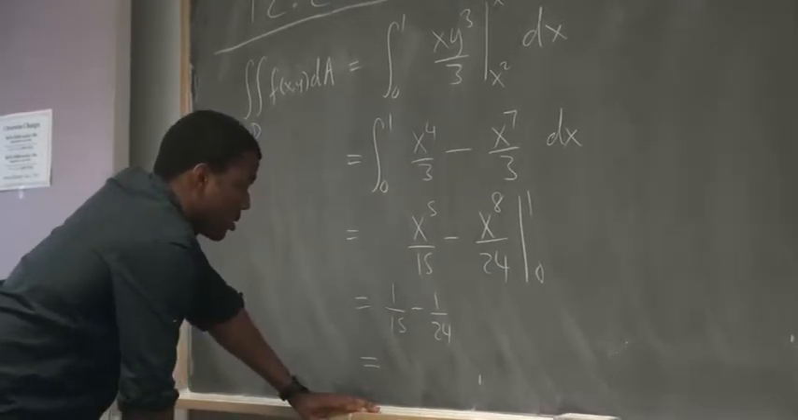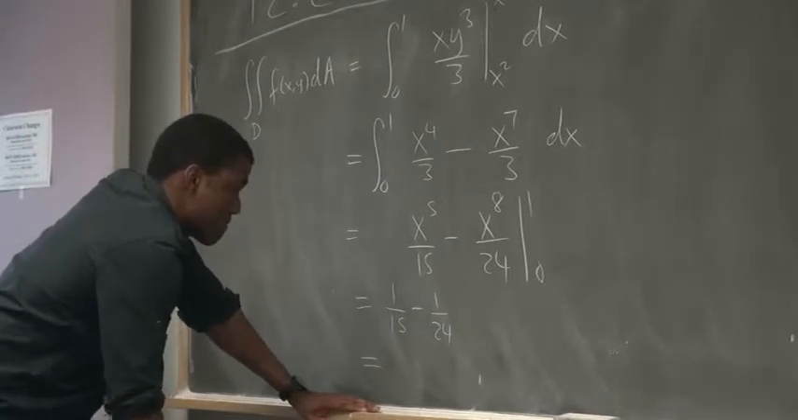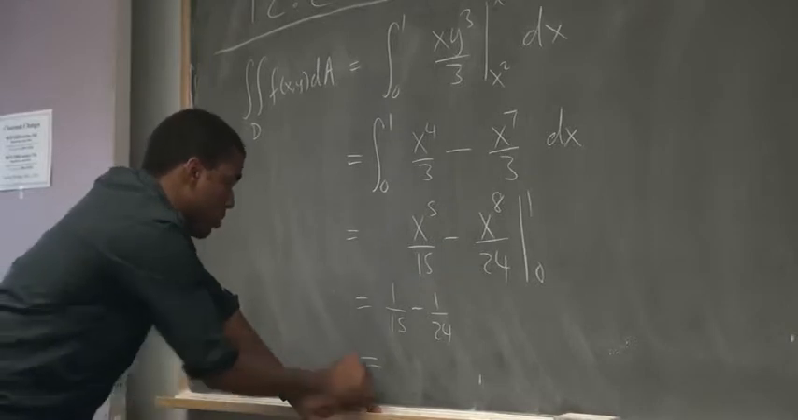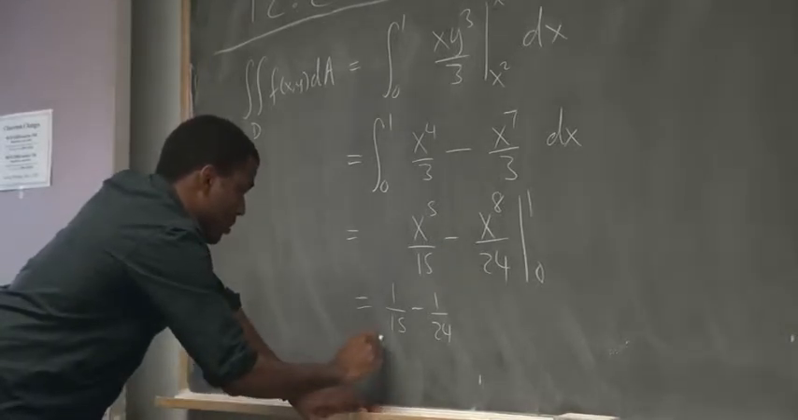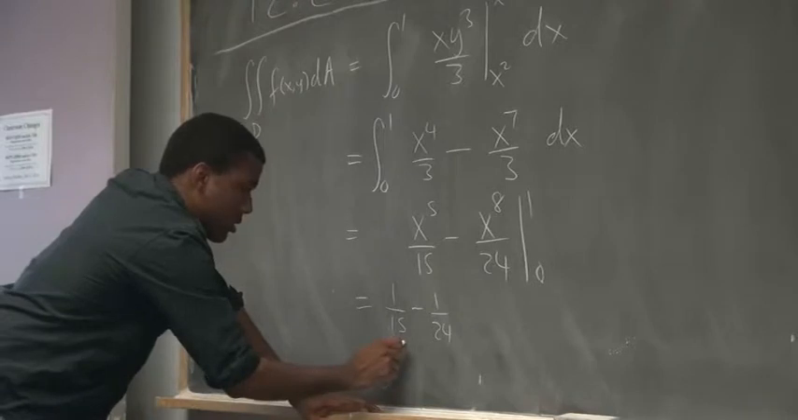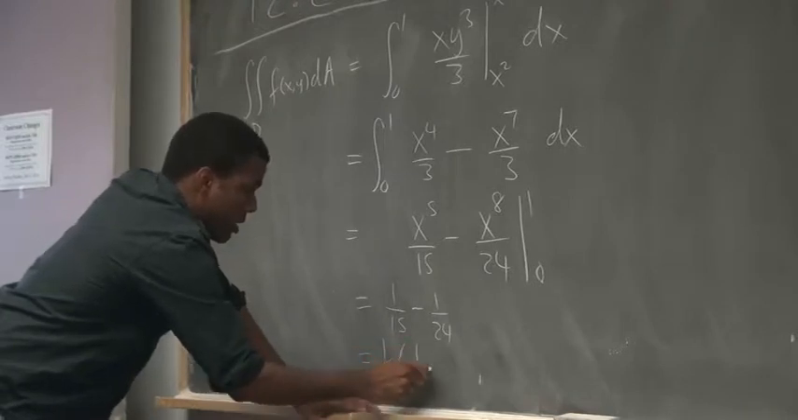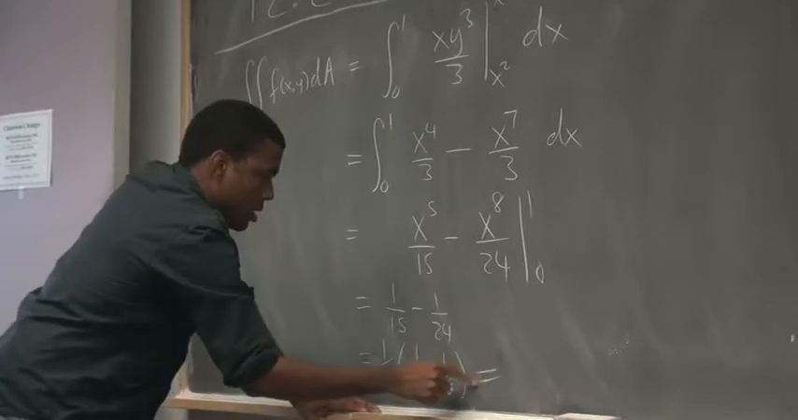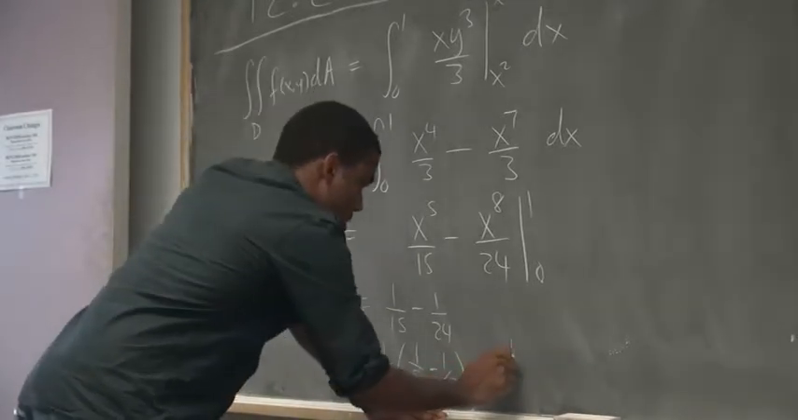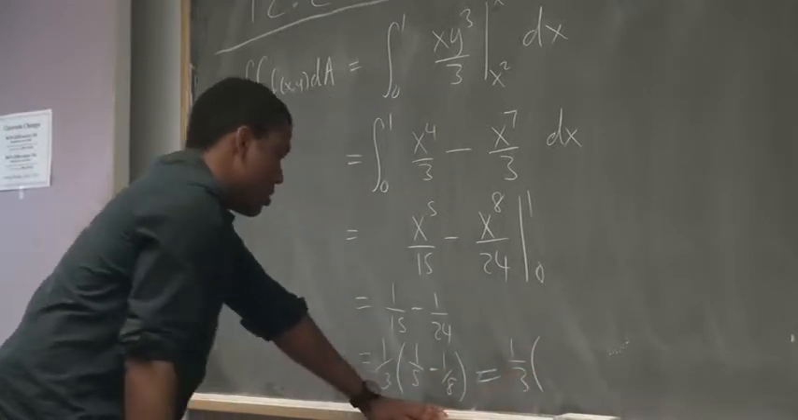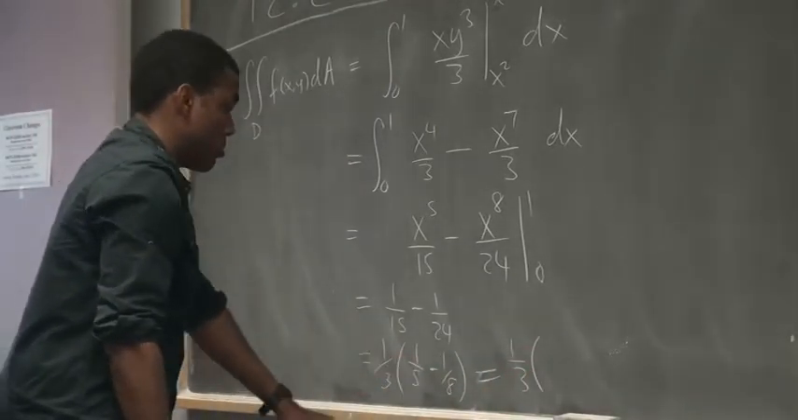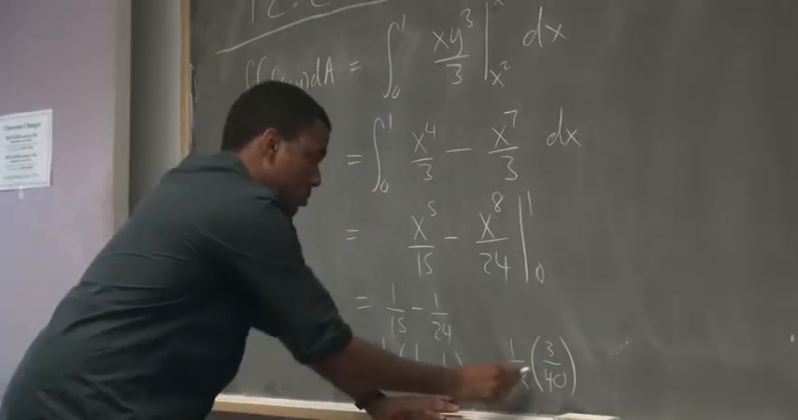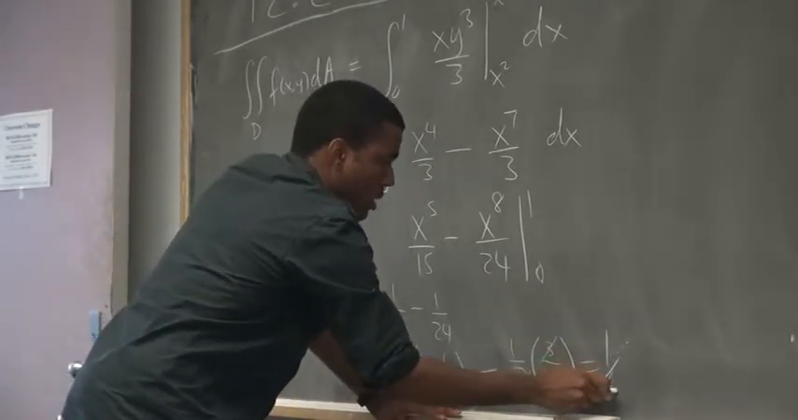That's 15 times 24. Well, I could pull out 1/3, sure. So this is 1 over 5 minus 1 over 8. The common denominator there is what, 40? That's 3 over 4. So it's 8, what? 8 minus 5 is 3 over 40. So it's 1 over 40. So the whole answer is 1 over 40.